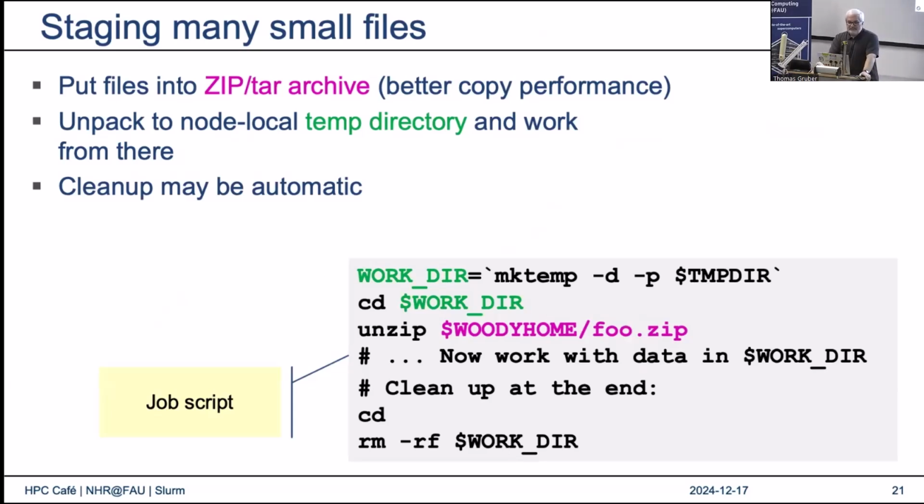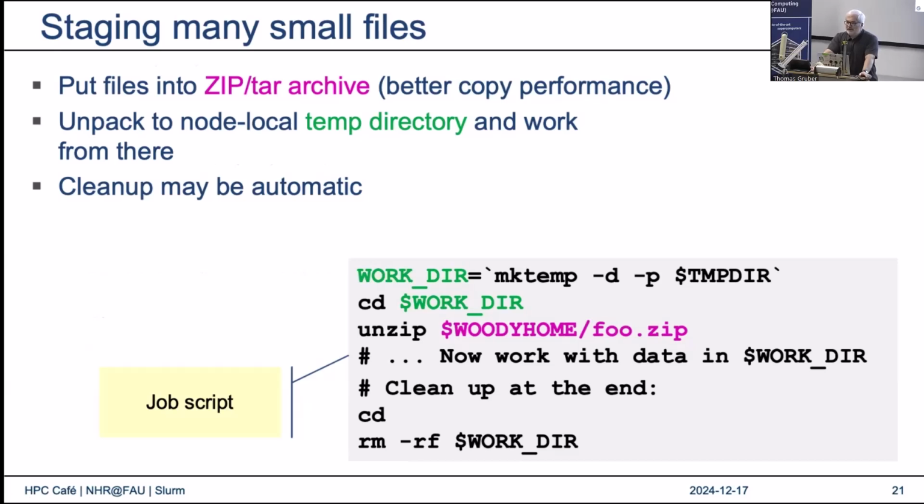What it does is it assumes that there's a zip file, an archive that happens to be, in this case, on Woody Home. And this is where all your tens of thousands of tiny files are stored. What you want to do is unpack them into a local temporary directory on your compute node. There's a variable called tempdir, which points to the local temporary file system. And this mktemp command I'm showing here makes a subdirectory on tempdir with a unique name.